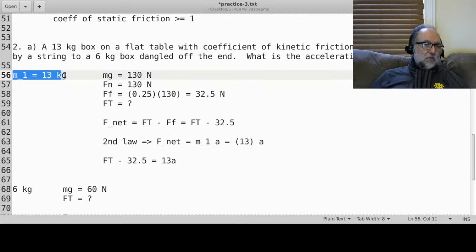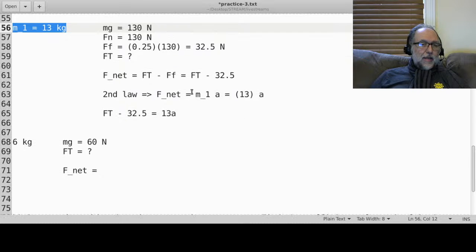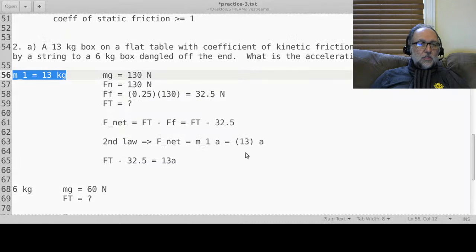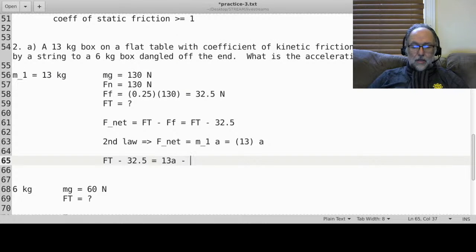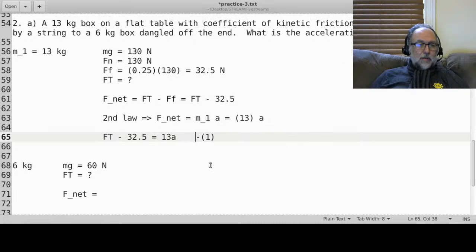So if we say that M1 is 13 kilograms like that, well then that M here, that M that goes into MA, that's the 13 kilograms. Okay, so that's 13 times A. And there we go. We've got an equation, and we really can't go any further with that. Okay, that's it. We could call that equation number 1. All right. So why? Well, because we're going to actually be able to solve with equation number 2 in a minute. But there's an unknown FT and there's another unknown A.